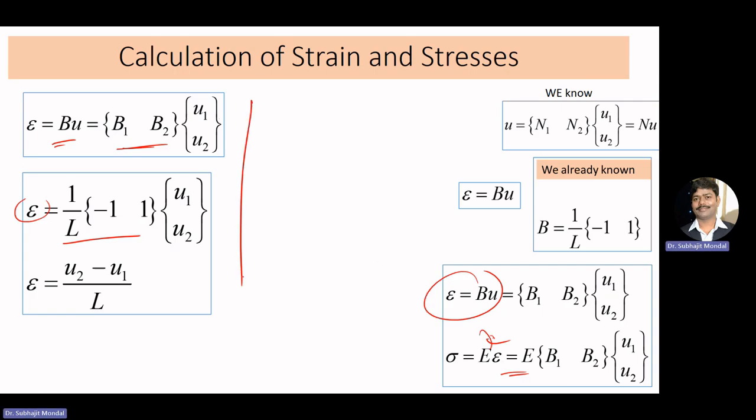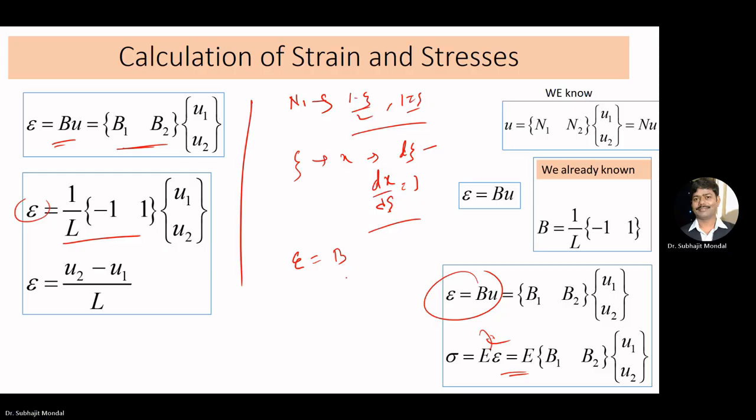So here what we have learned is that the shape functions of the 1D bar element in our natural coordinate system are 1 minus xi by 2 and 1 plus xi by 2. From there, we tried to correlate the relation between xi and x, and from there we obtain dxi, and we also obtain dx by dxi, which is nothing but the Jacobian. And then we obtain the relationship for the strain, and we obtain the B matrix.